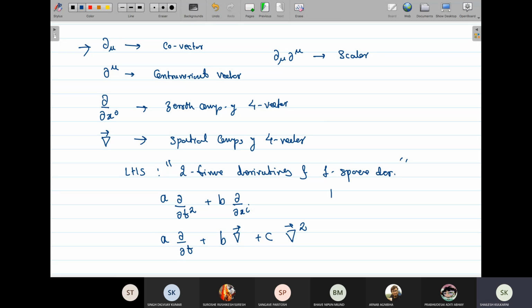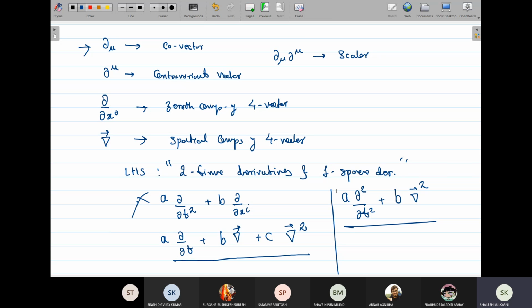If I consider this term, A del 2 by del t square plus B gradient square plus C, that's it, only this much. Now tell me, is there any chance for this term to be Lorentz invariant? And similarly, is there any chance for this term to be Lorentz invariant? This term you told me is not Lorentz invariant. What about this term, and what about this term?